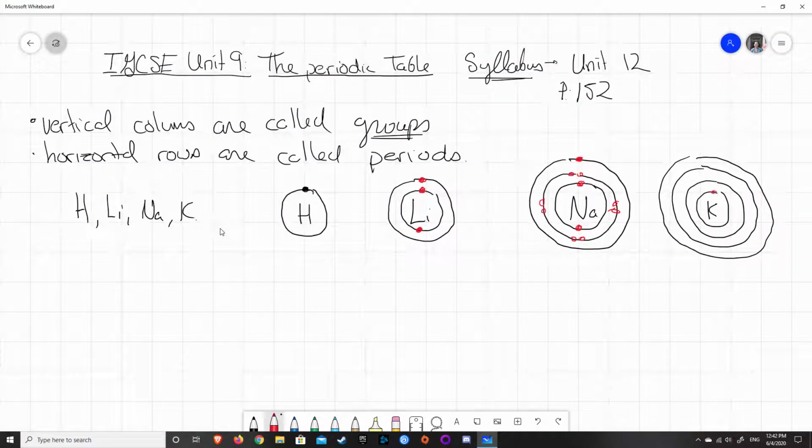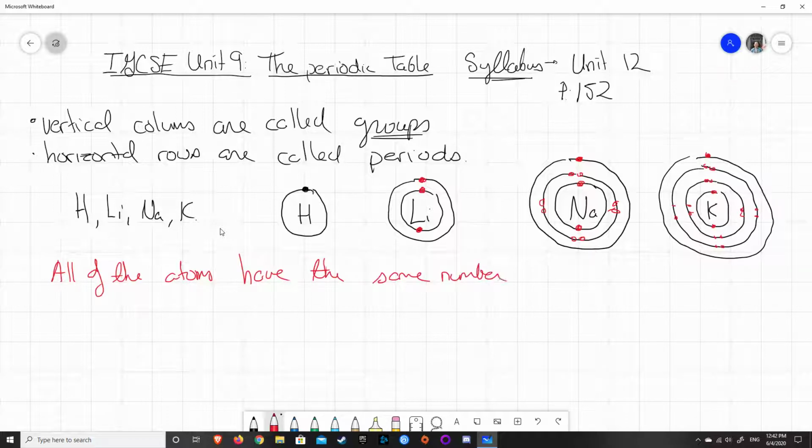So we've got 2, 1, or 2, 8, 1, or 2, 8, 8, 1. We can see the similarity between these atoms is that all of them have the same number of valence electrons.